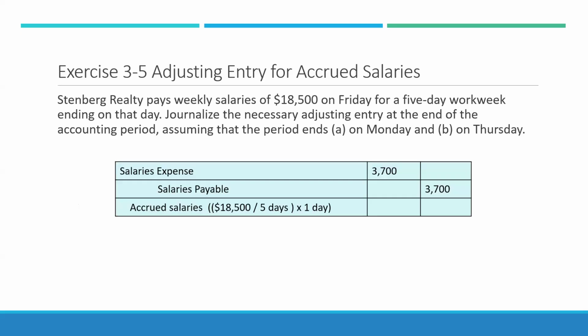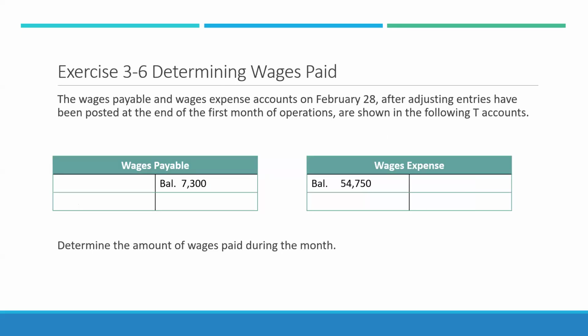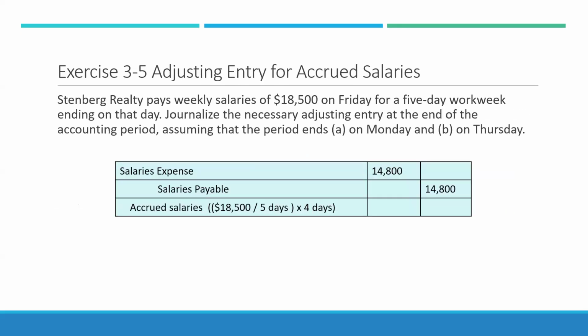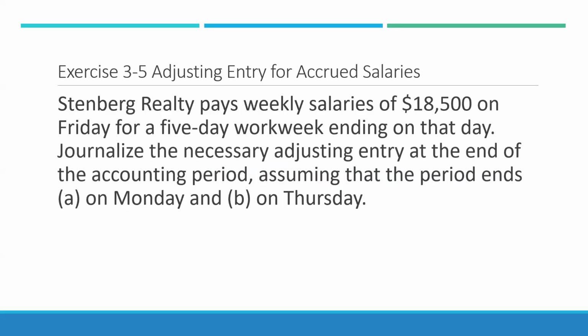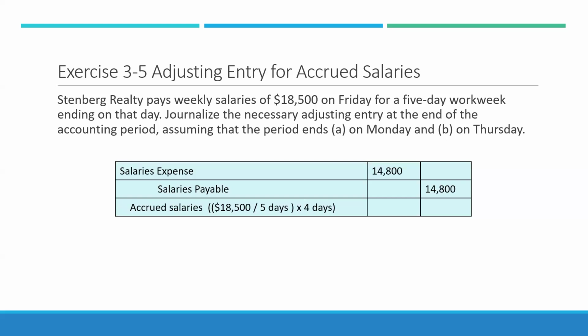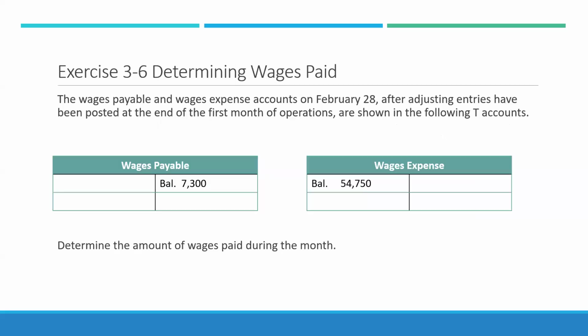Okay. Wait, what was that? Oh, it said Thursday. I thought it said Tuesday. So in that case, it would be times 4 days, or 14,800. Got it? How's everyone doing? Making sense?